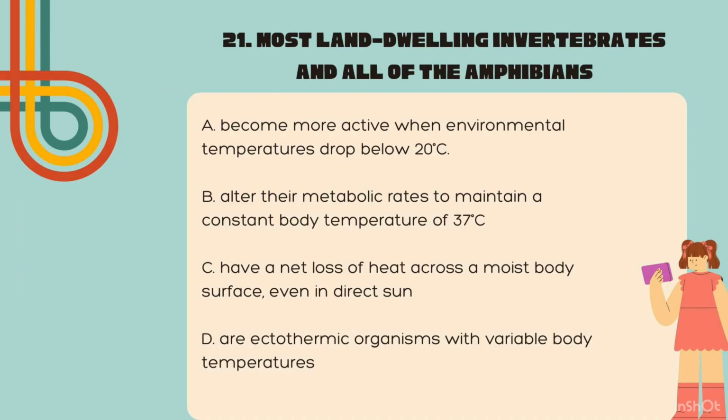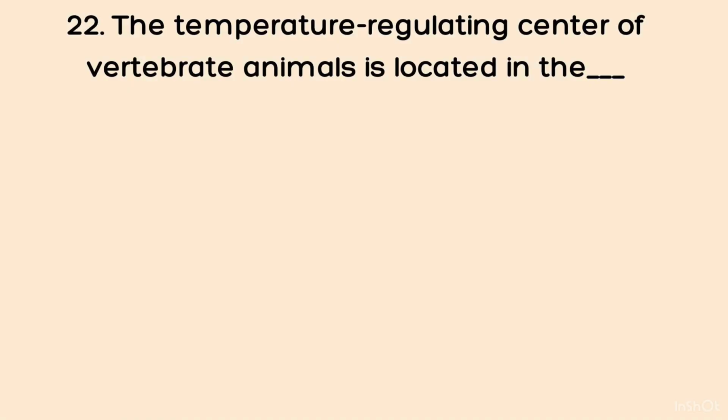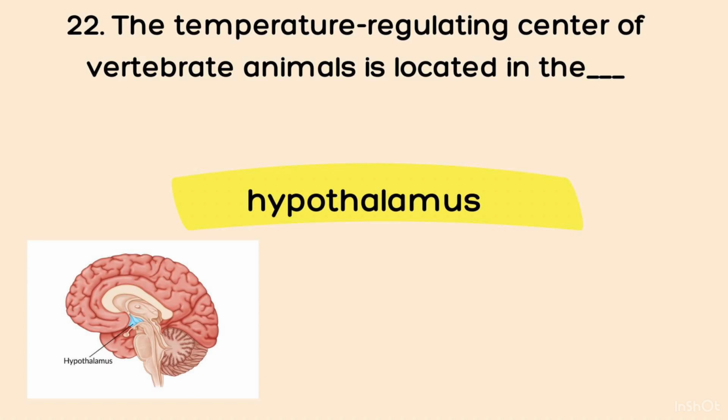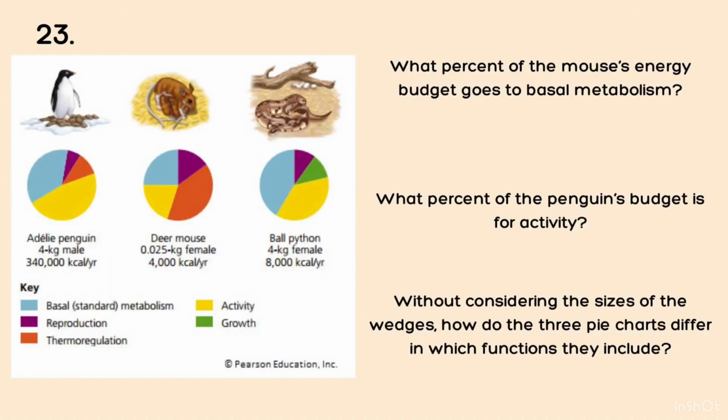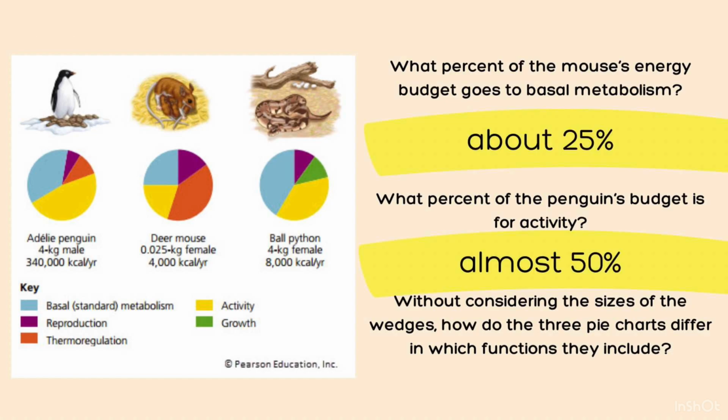Number 21. Most land-dwelling invertebrates and all of the amphibians are ectothermic organisms with variable body temperatures. Number 22. The temperature regulating center of vertebrate animals is located in the hypothalamus. Now look at these graphs and try to answer these questions. What percent of a mouse's energy budget goes into basal metabolism?